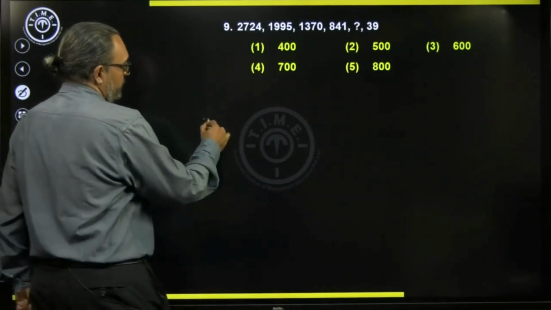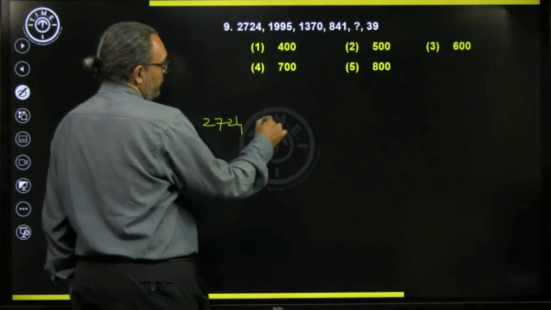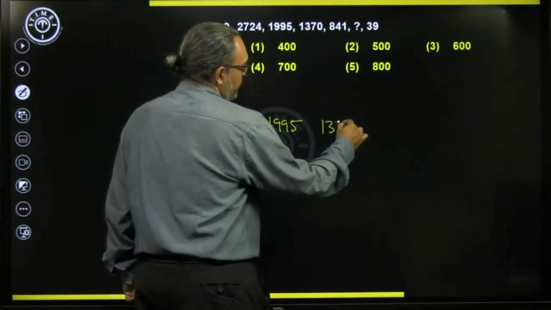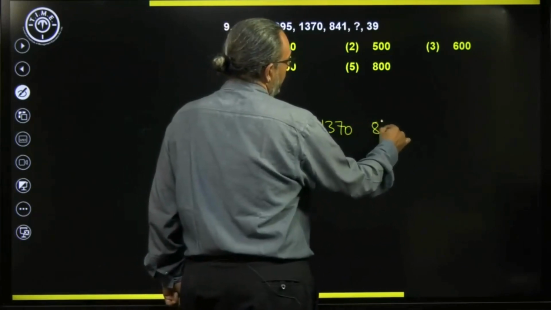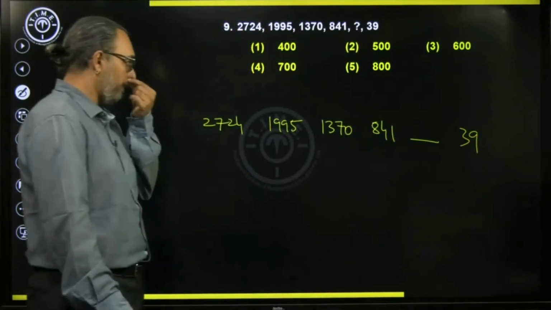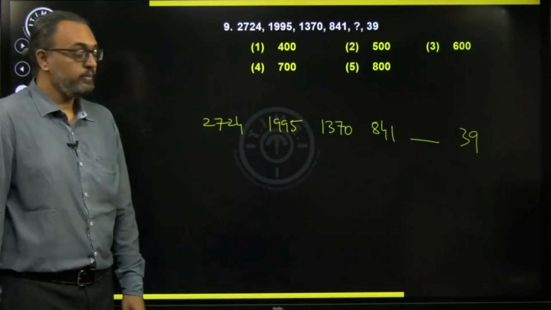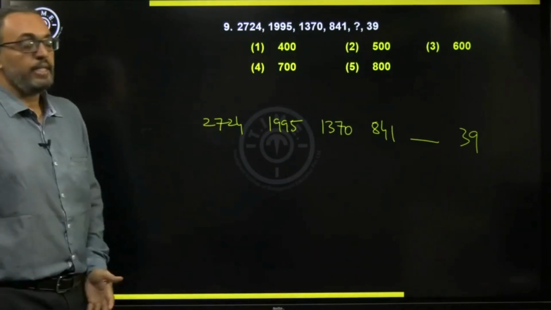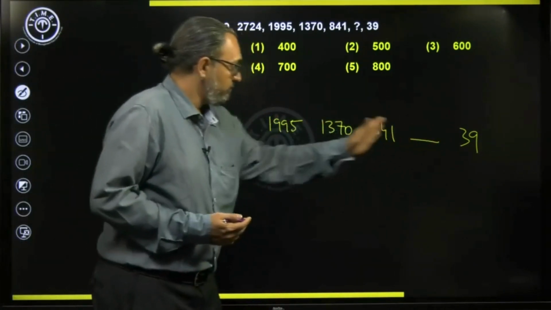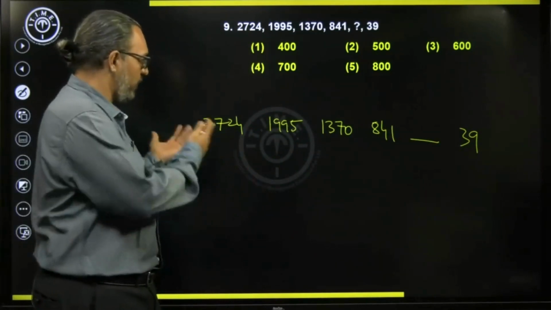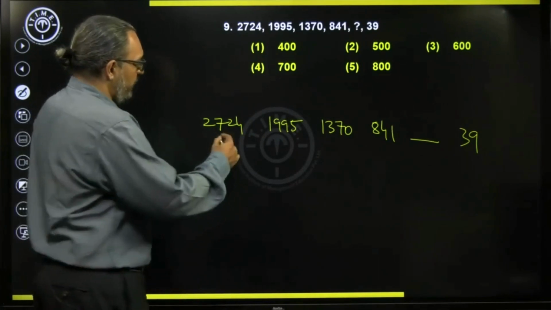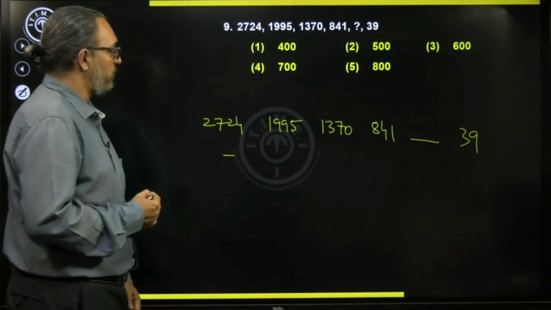Next, yes, you have 2724, 1995, 1370, 841, blank, and then you have a 39. Okay. So here let us see what is happening. Now I can come from the right hand side, take addition. You can go from the left hand side, you can take subtraction. Okay. So here how much am I having to subtract?